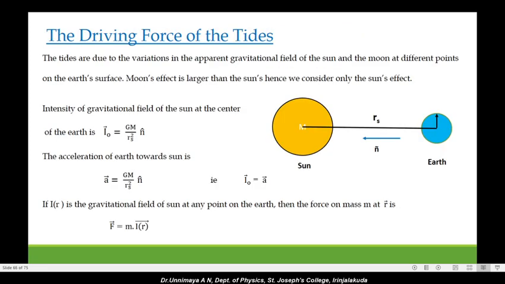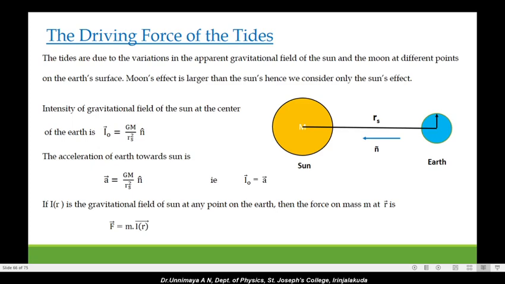Okay. Next topic is driving force of the tides. It's a very important topic. It is an essay topic. So in order to understand what is the driving force of tides, we have to first understand what is meant by tides. Tides are produced due to the variations in the apparent gravitational field of the sun and the moon at different points on the Earth's surface.